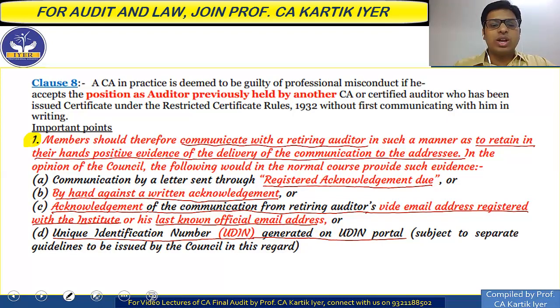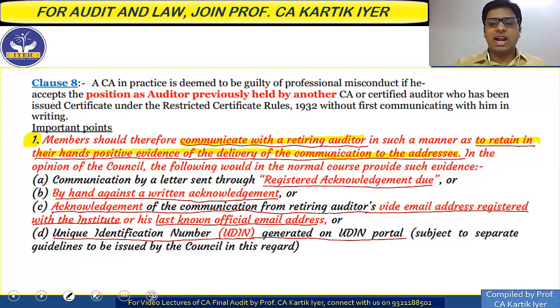Members should therefore communicate with a retiring auditor. So that is communication with the previous auditor, basically. Retiring auditor in such a manner as to retain in their hands positive evidence of the delivery of communication to the addressee. So the main intention of communicating with the previous auditor is that the communication should be done properly, and the previous auditor should be aware that the new auditor has taken up his work. Okay. And there should be positive evidence in relation to the delivery that is done.